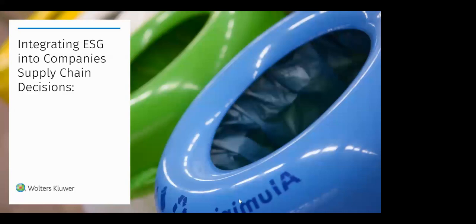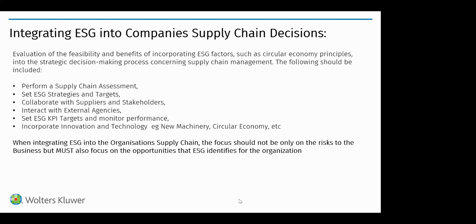So how can we integrate it into the supply chain? Some of the things we can do from an integration perspective into the ESG is we've got to look at how we can do the supply chain assessment, right? So we've got to make sure that we can do things from a circular economy perspective, so we can look at the supply chain and say, okay, what are we doing in here, how can we improve it, and how can we reduce our emissions?